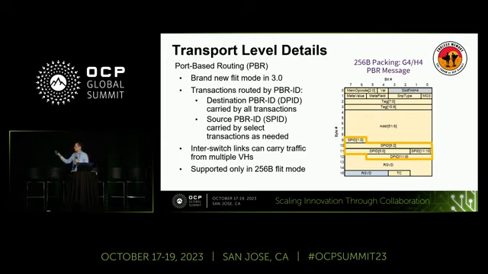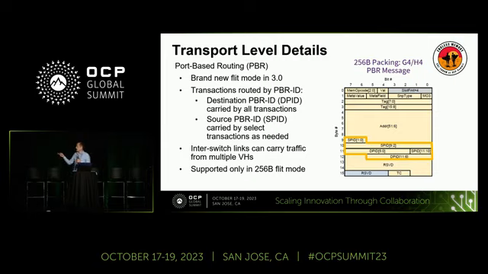So every transaction is going to carry a destination PBR ID or DPID, and as needed, a source PBR ID or SPID will be provided. So if you can imagine, a request is going to have a DPID and an SPID, but a completion only really needs a DPID.